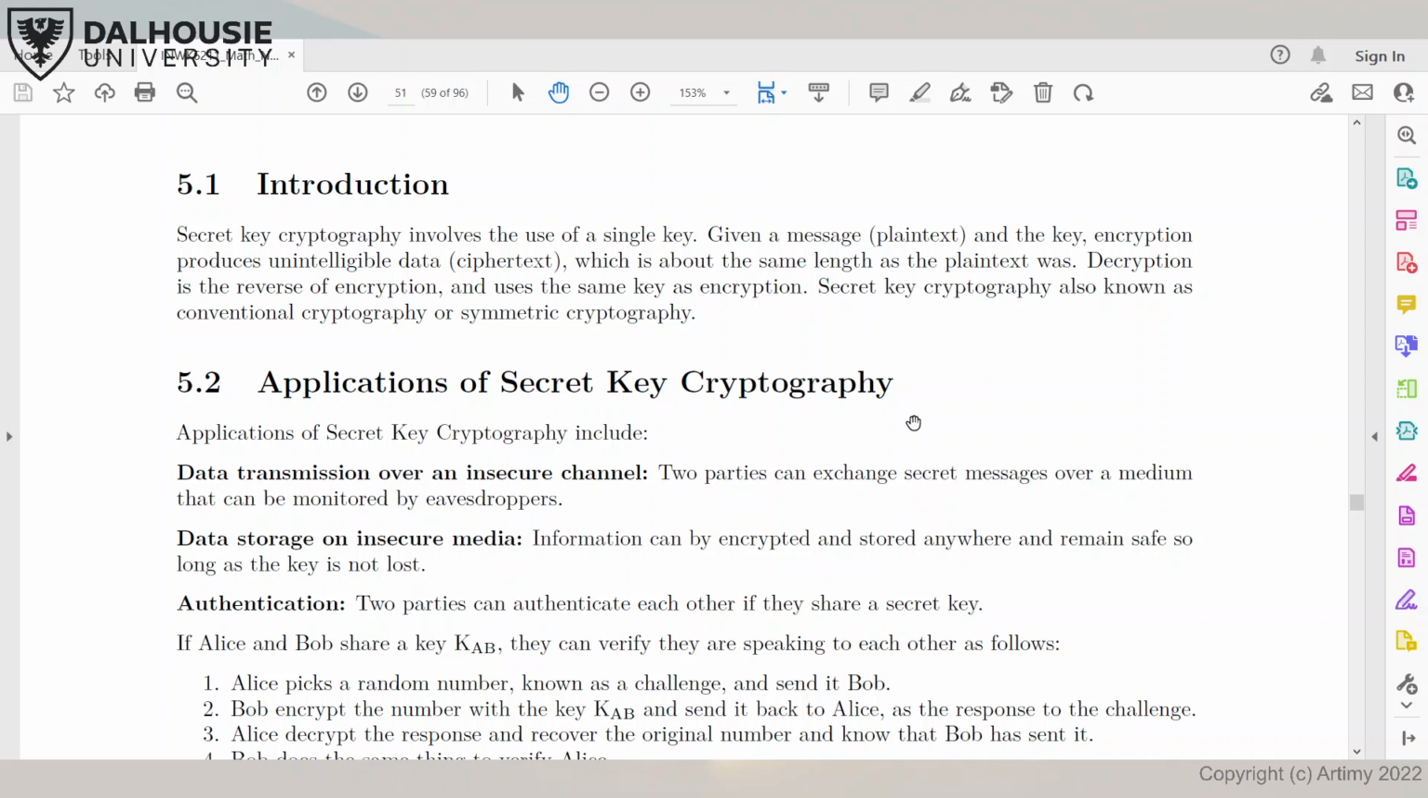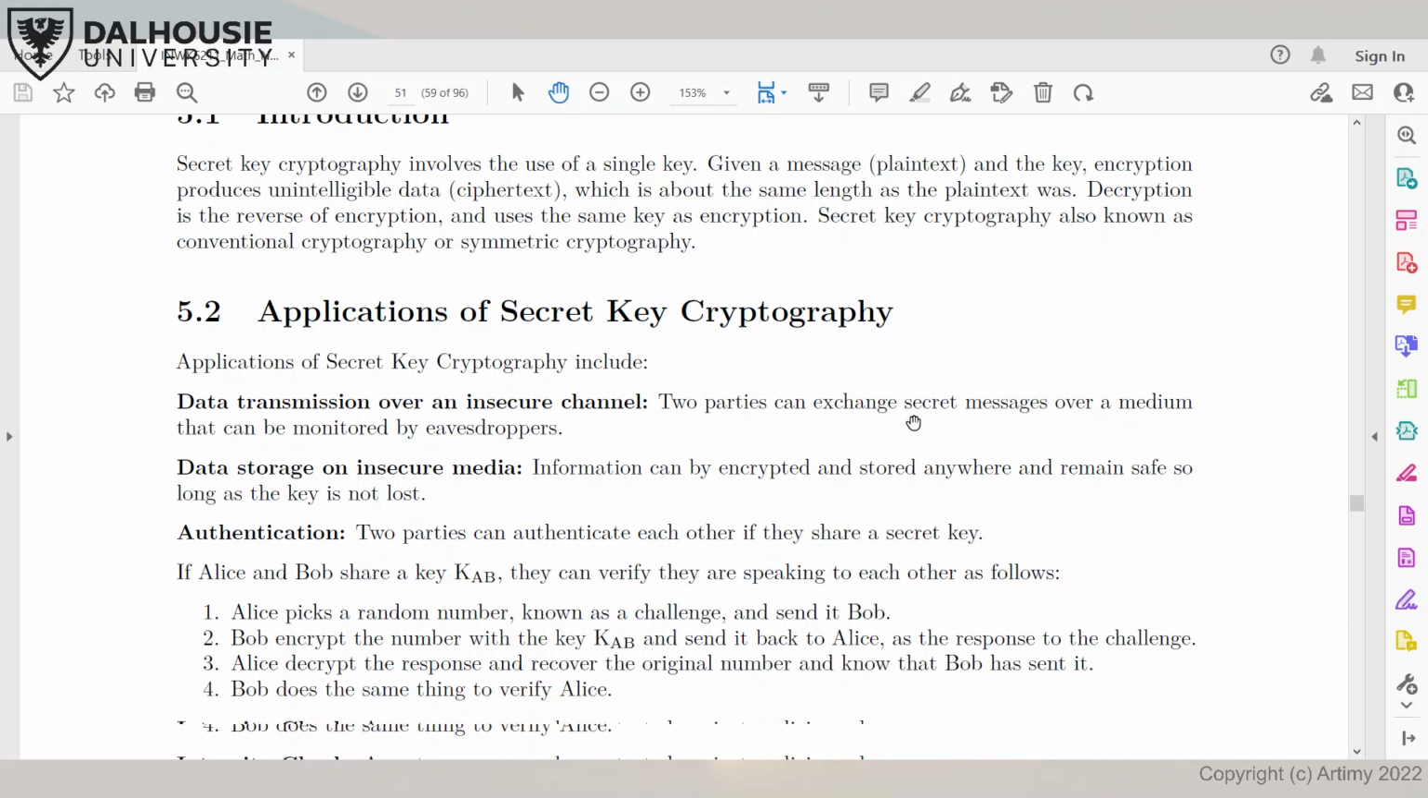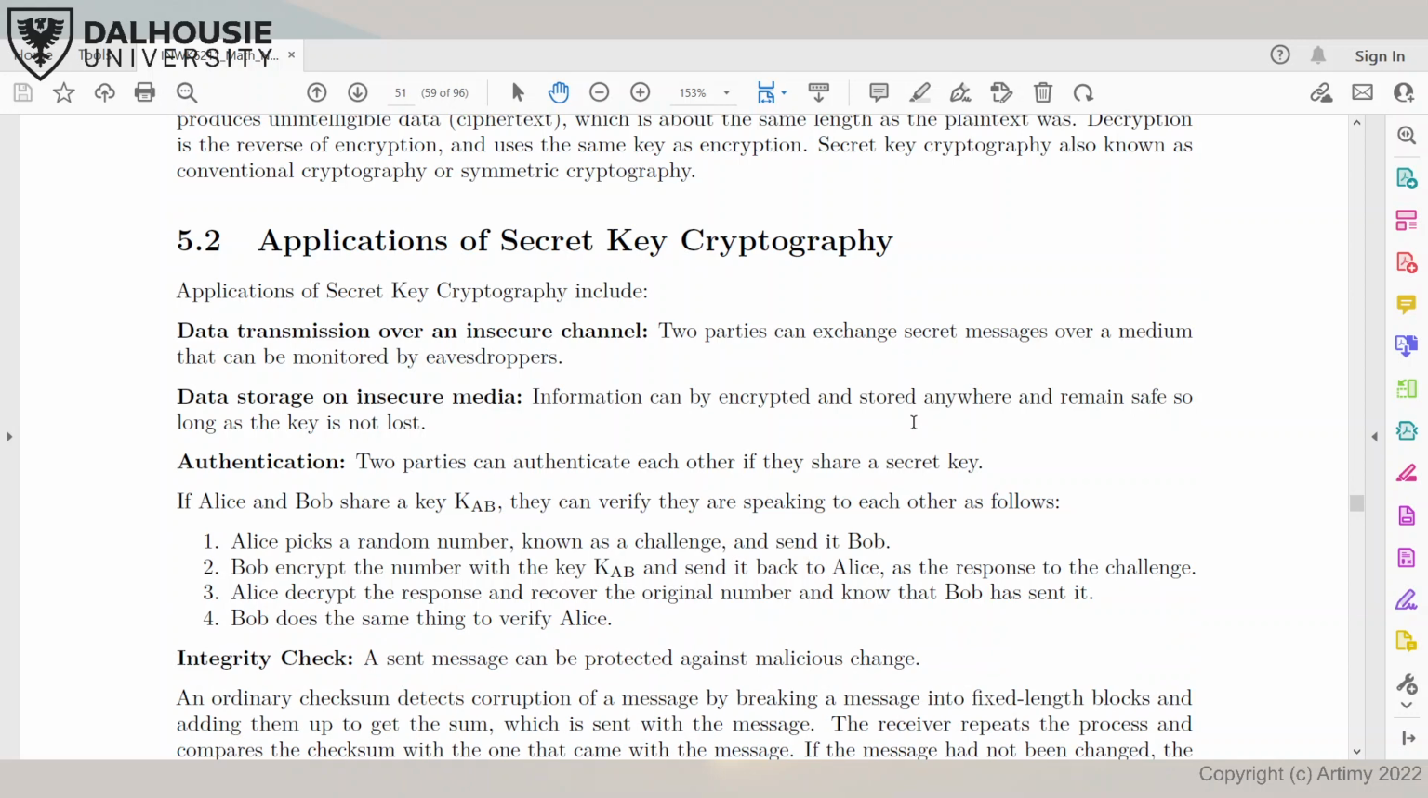Now we will see later that in public key cryptography we don't use the same key, so we will call it asymmetric cryptography. Alright, so the applications of secret key cryptography, we know some of them already, which is data transmission. So we need to keep the information that we transmit, or the message that we transmit to others, secret, so we will encrypt it.